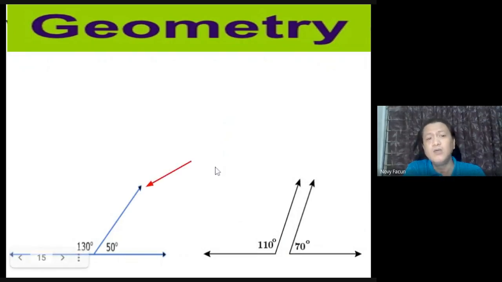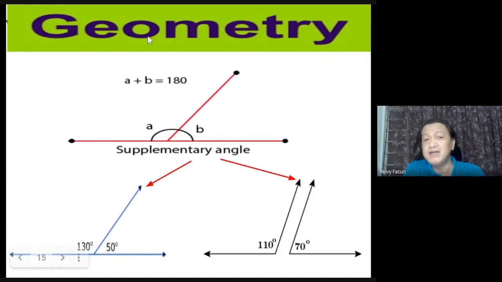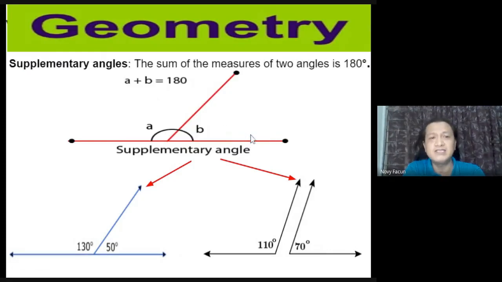And with that, what is now the meaning of supplementary? So, supplementary means the sum of two angles is always 180. Regardless whether it is adjacent or not adjacent, as long as you get the sum of 180. That is the concept. And with that, the sum of the measure of two angles is 180.